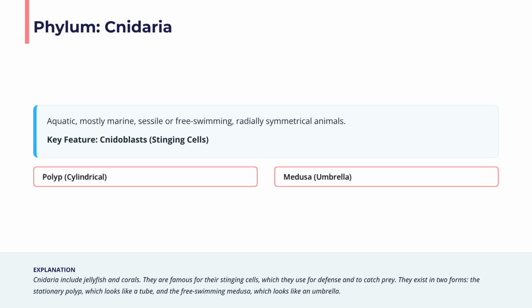Cnidaria, including jellyfish and corals, are known for their stinging cells. They exist in two forms, the stationary polyp and the free-swimming medusa.